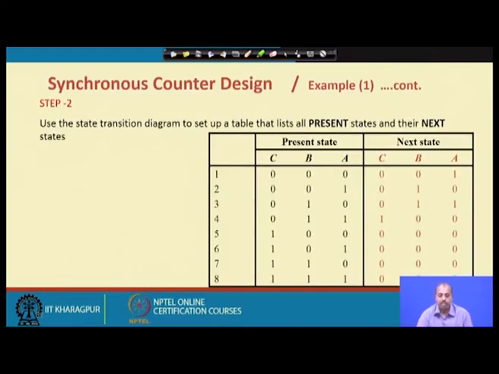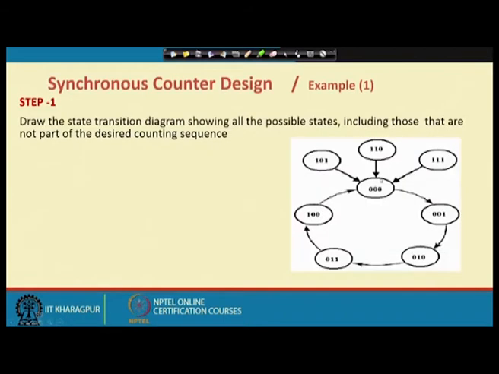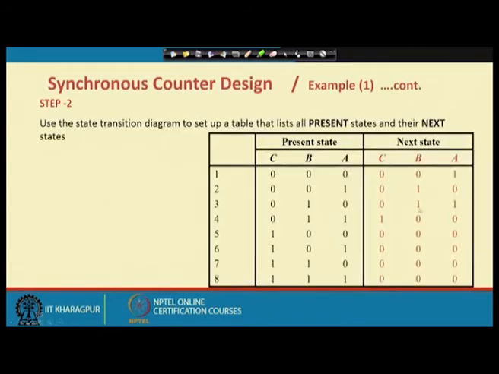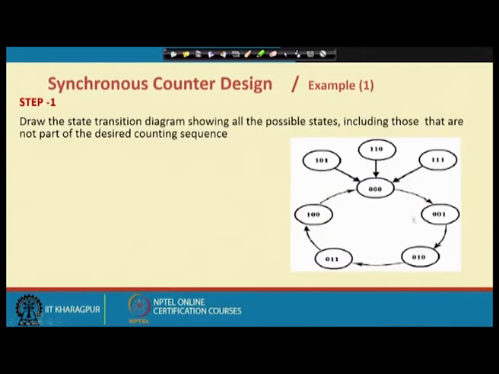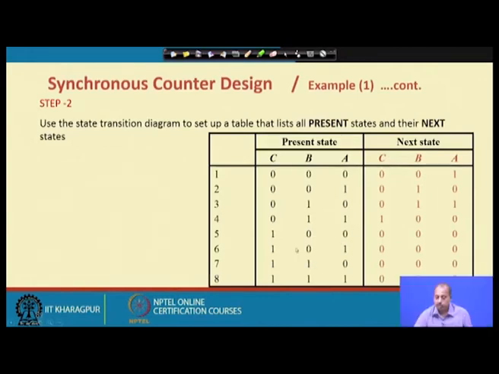So, once we are done with this, the next step is to use the state transition diagram to set up a table to list all present and next states. So, you see from 0 0 0, if this is the current state, then from this diagram we know the next state should be 0 0 1. So, that is written here from 0 0 0 to 0 0 1, from 0 0 1 to 0 1 0. So, this is coming directly from this state transition diagram.